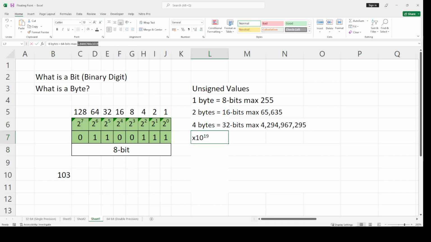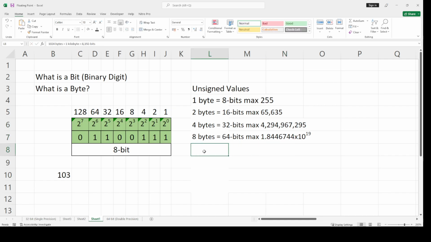And the maximum value is, I think, 64 bits. So 8 bytes is also 64 bits. The maximum for 64 bits is 1.84 followed by 19 zeros. So 8 bytes. I just skipped 6 bytes.